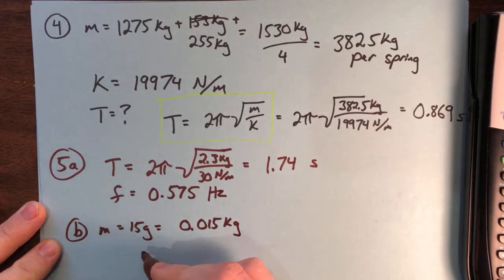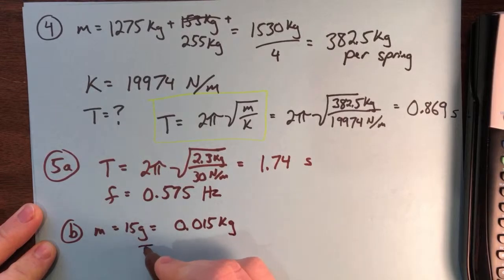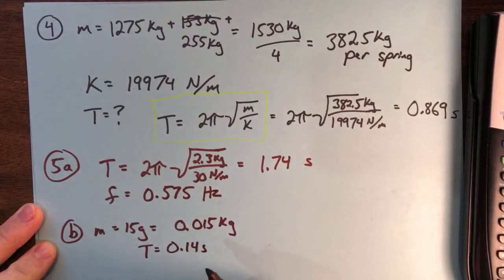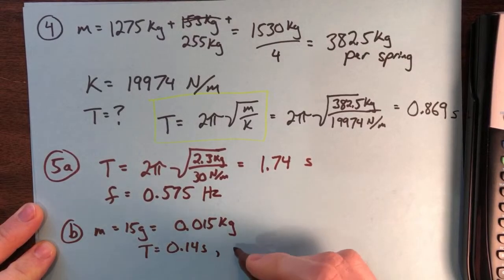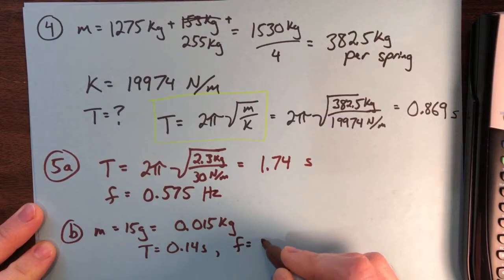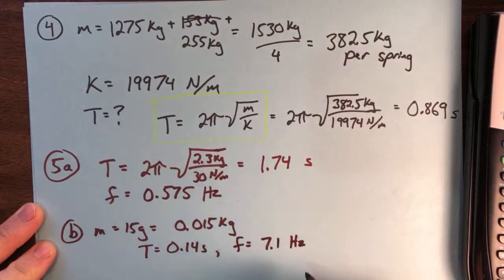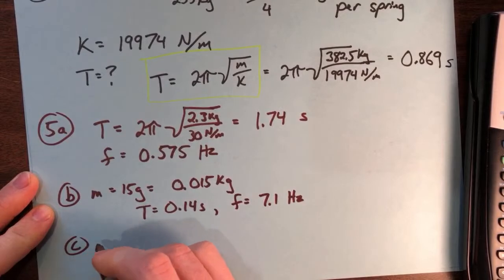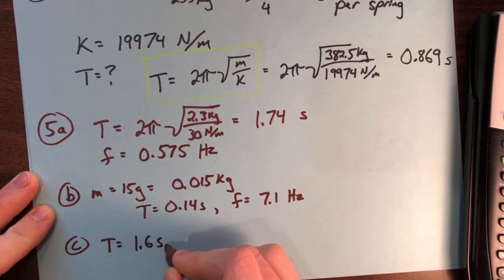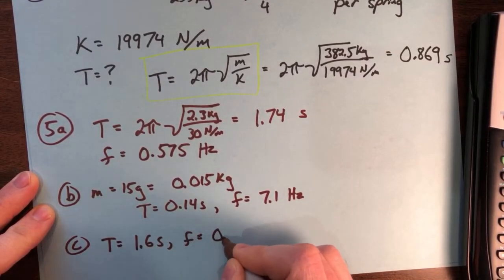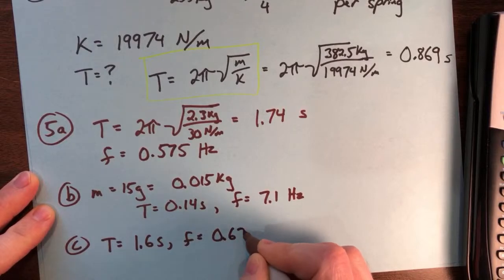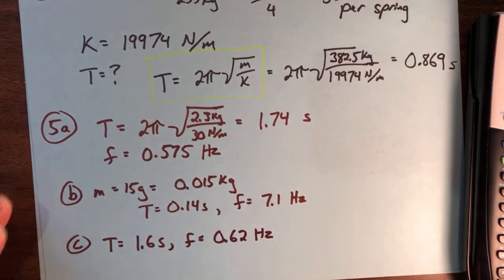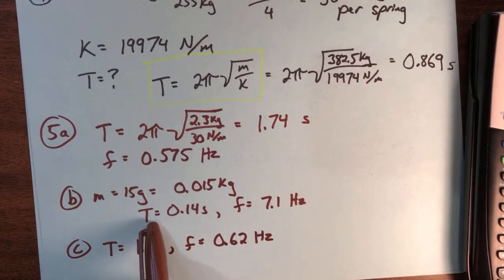So for B, let me just write down the answers that I got. I said the period is going to be 0.14 seconds, and I think I just rounded off to 2 sig figs for that. And the frequency is going to be 7.1 hertz. And then for C, you've got a period of 1.6 seconds and a frequency of 0.62 hertz.